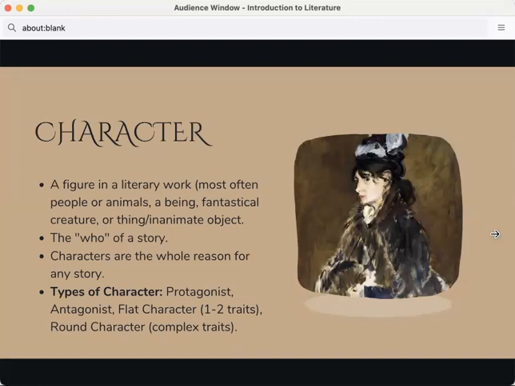Depending on the nature of the story, characters are most often people or maybe animals, but you can also find a being or fantastical creature, or maybe a thing in a story, or an inanimate object. Character is one of the most important aspects in a story. They are the who of a story, and writers use characters to perform the actions and speak dialogue, moving the story along a plot line.